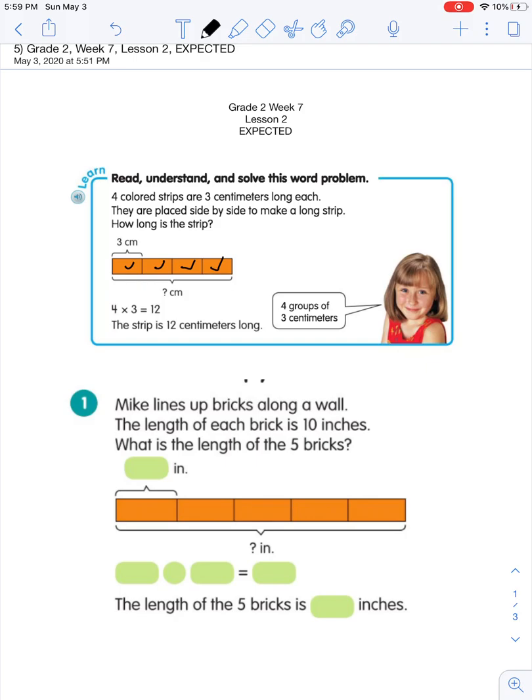So I have 4 strips. And we can look at that picture. They all are the same size. And it shows by using this bracket that one of these strips is 3 centimeters long. So I know that the rest of these are also going to be 3 centimeters long. And then I know if I have 4 groups with 3 centimeters in each group, that's going to be 4 times 3. And if I skip count 4 times 3, I get to 12, right? 4, 8, 12. So I know the strip is 12 centimeters long.